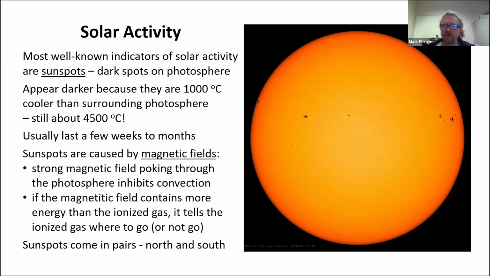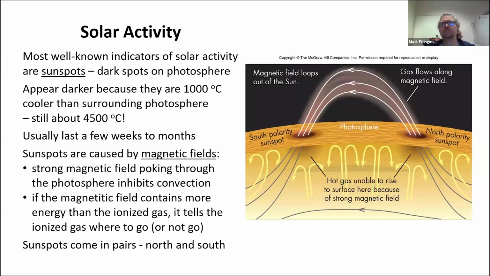The sunspots are caused by magnetic fields in the sun. I have another picture here that is a zoom in, an artist's rendition of what this looks like. We have strong magnetic fields underneath the photosphere in the interior of the sun, but sometimes they can poke through the photosphere, as this picture illustrates. You'll have a little loop of strong magnetic field poking through the photosphere, and that basically stops and inhibits the convection going on underneath there.